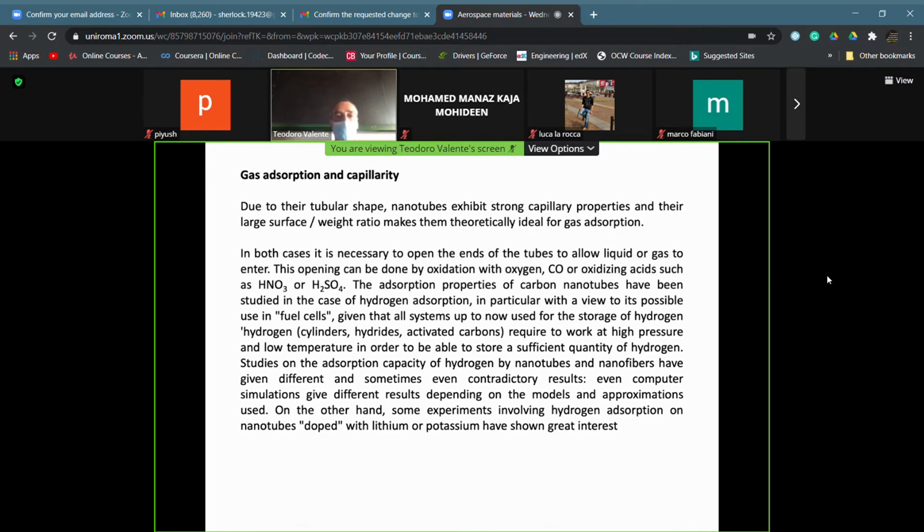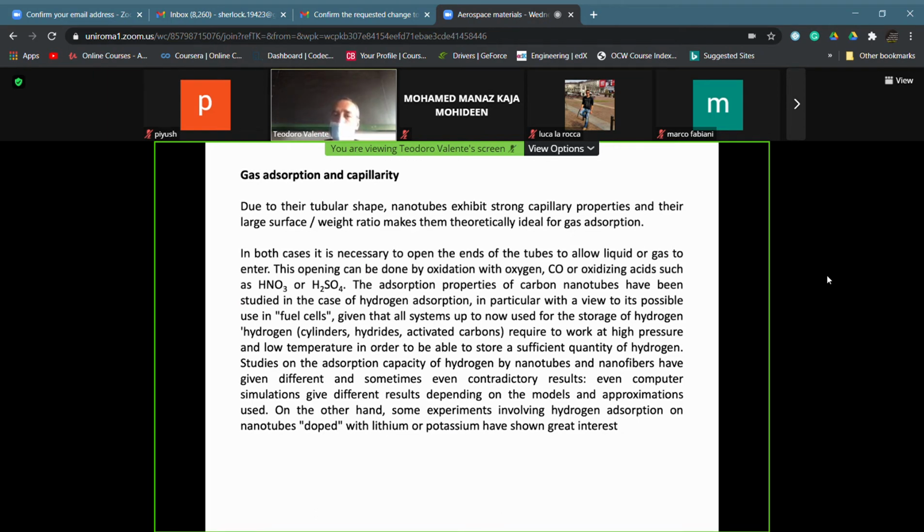for gas adsorption. And in both cases, if we are talking, for example, about single walled carbon nanotubes, it is obviously necessary to open the ends of the tubes to allow liquid capillarity or gas adsorption to enter the nanotubes. And this can be done, for example, with single walled carbon nanotubes, by an oxidation process with oxygen, carbon monoxide, or oxidizing chemical agents like, for example, nitric acid or sulfuric acid.